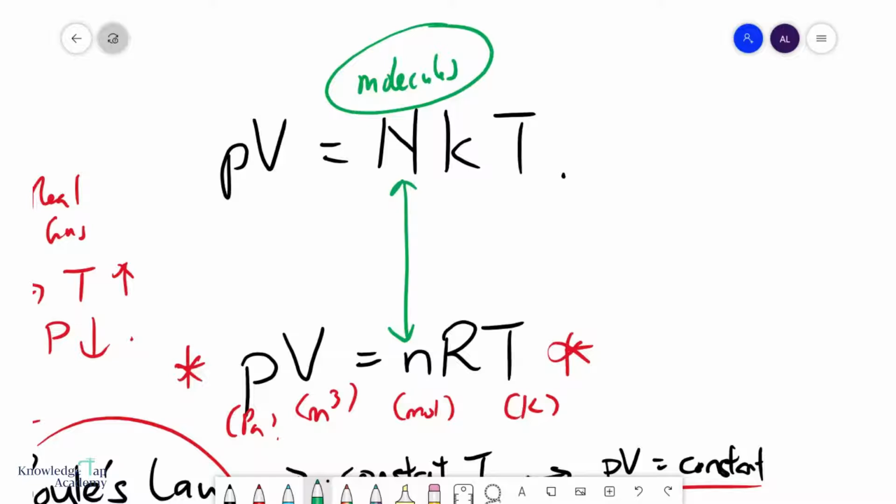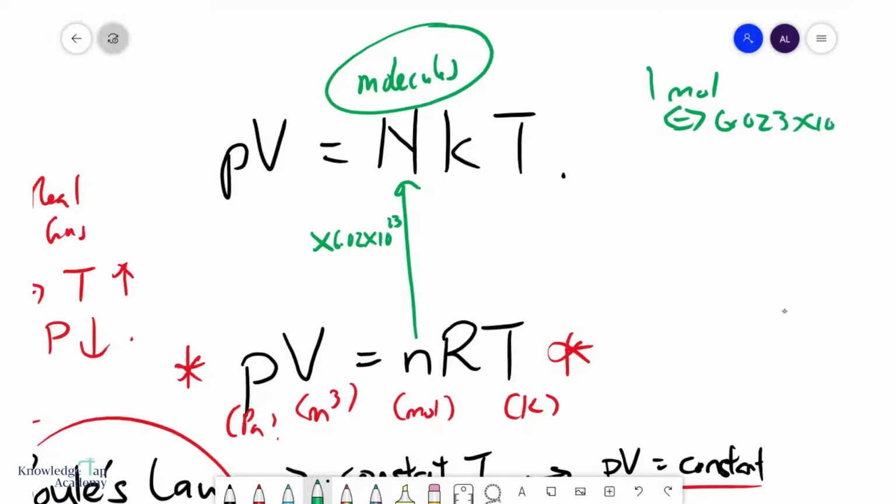Always remember that if we want to go from number of moles to number of molecules, we always multiply by 6.02 times 10 to the 23, which is Avogadro's number. So 1 mole is the equivalent of 6.023 times 10 to the 23 molecules or particles.